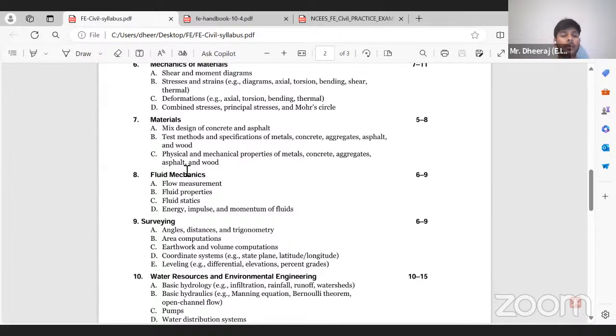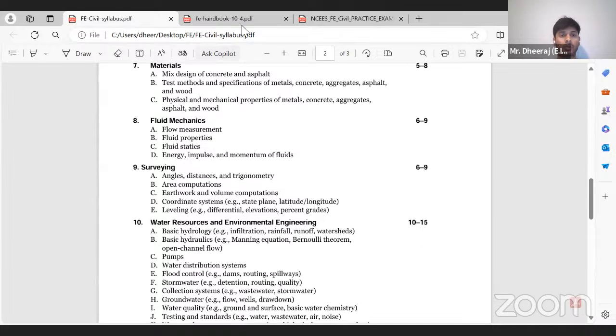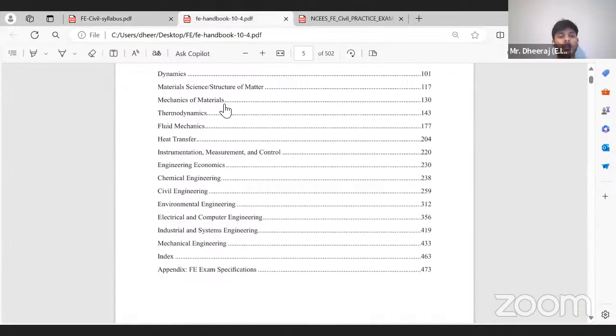Again, coming back to fluid mechanics, like I told you, it doesn't come under civil engineering. Fluid mechanics is a different topic. It starts on page 177. Fluid mechanics and strength of materials are very similar. A little bit of concept is involved, so you have to understand that. For fluid mechanics and strength of materials, try to solve a little bit more questions.